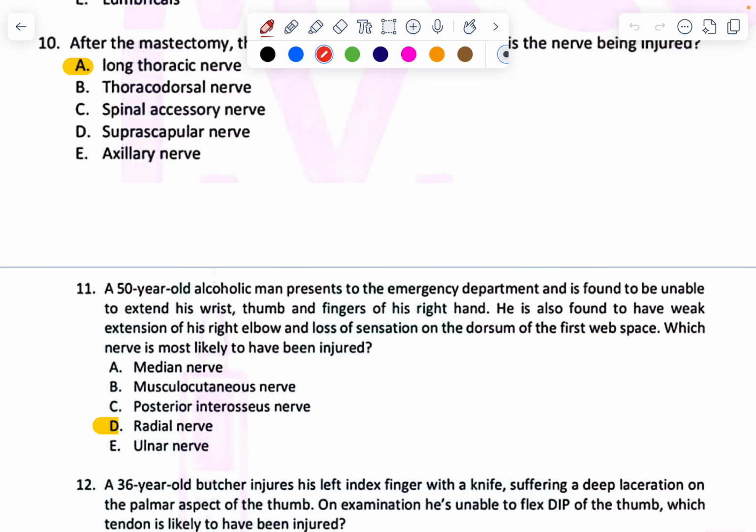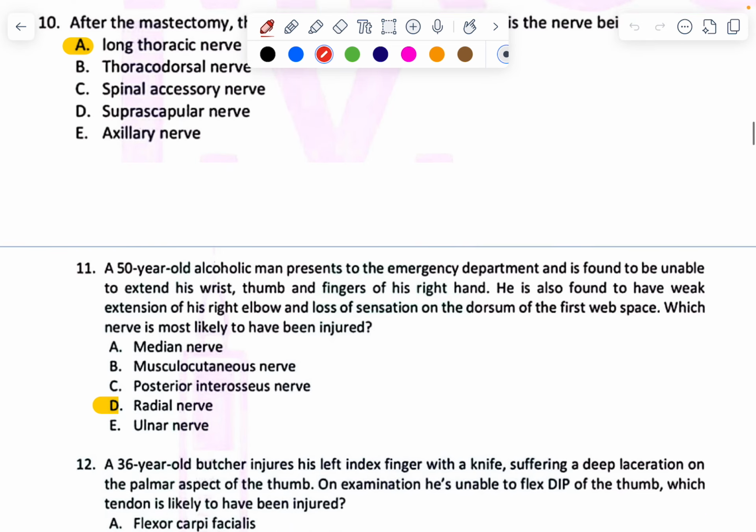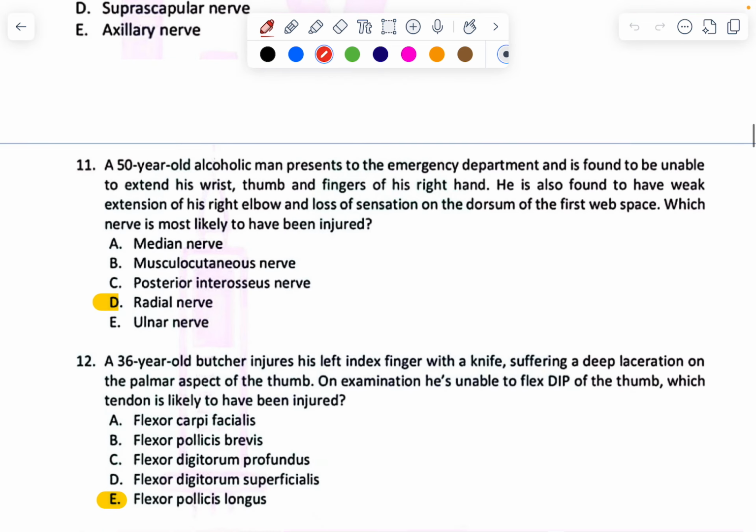A 36-year-old butcher cuts his left index finger with a knife, suffering a deep laceration on the palmar aspect of the thumb. He is unable to flex his thumb. Which muscle is this? Flexor pollicis longus.